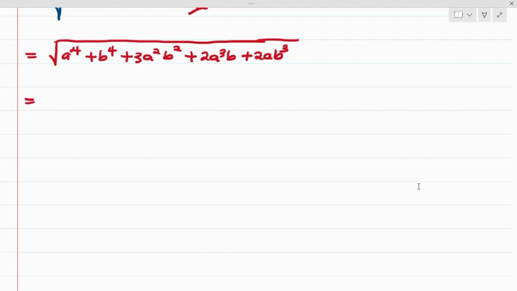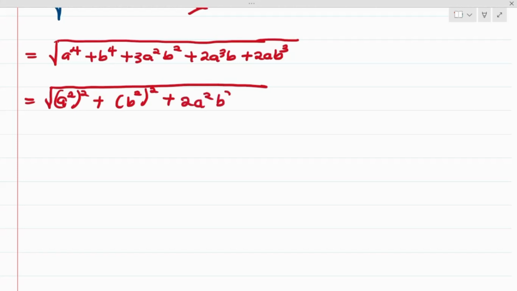So we have this equal to the square root of A raised to the power of 2, all squared, plus B raised to the power of 2, all squared, plus, now 3A squared B squared can be expressed as 2A squared B squared plus A squared B squared, plus 2A cubed B plus 2AB cubed. So we have this right here.